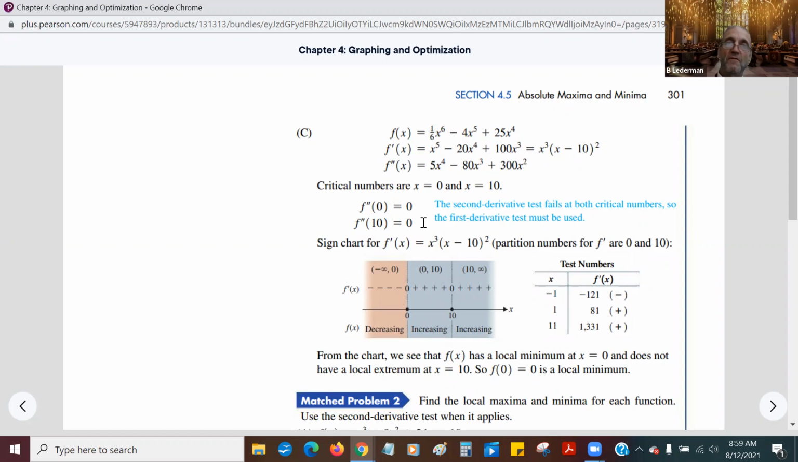So I have to go back to my first derivative test. Remember, we had the first derivative test to see if the first derivative is changing signs. Well, when we make a table, from negative infinity to 0, then from 0 to 10, then from 10 to infinity, we split that up. We take our test points and we see the first derivative goes from negative to positive to positive. So at 0, I'm going to have a min, but at 10, I'm not going to have a min. And that's exactly what we're saying. f of 0 equals 0 is a local min, and that's it. We do not have a max or a min when x equals 10.